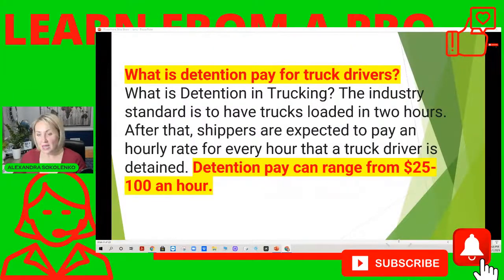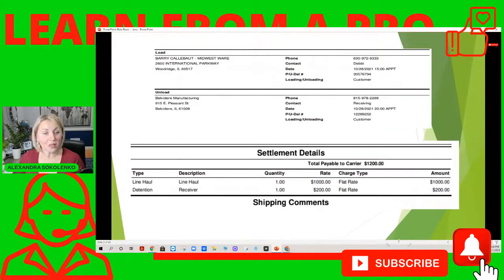So detention pay depends on the broker, different pay, but kind of the same rules: starting detention, submitting PODs with in and out times. Look at that. I gave you some examples. The detention which I just got.